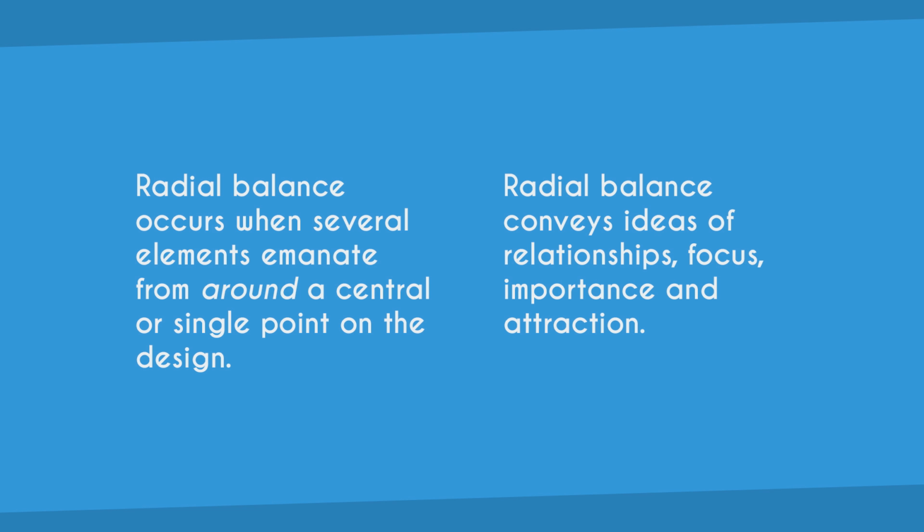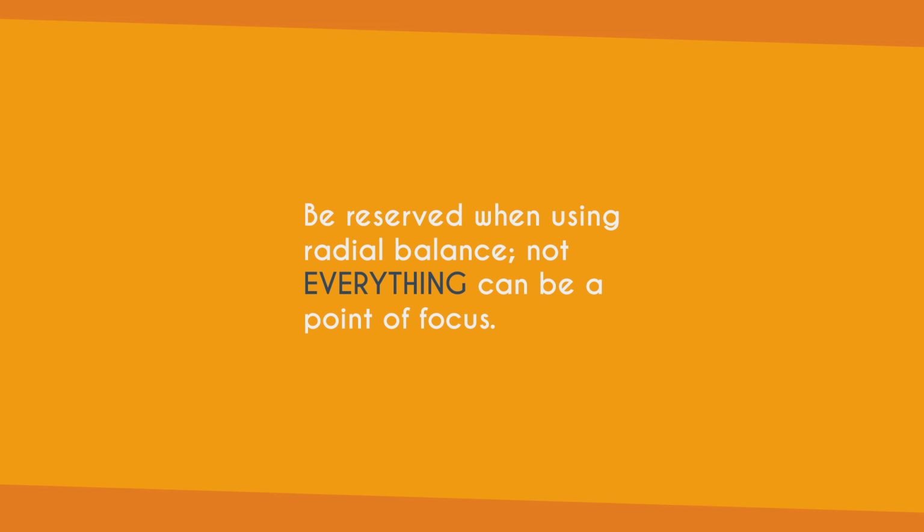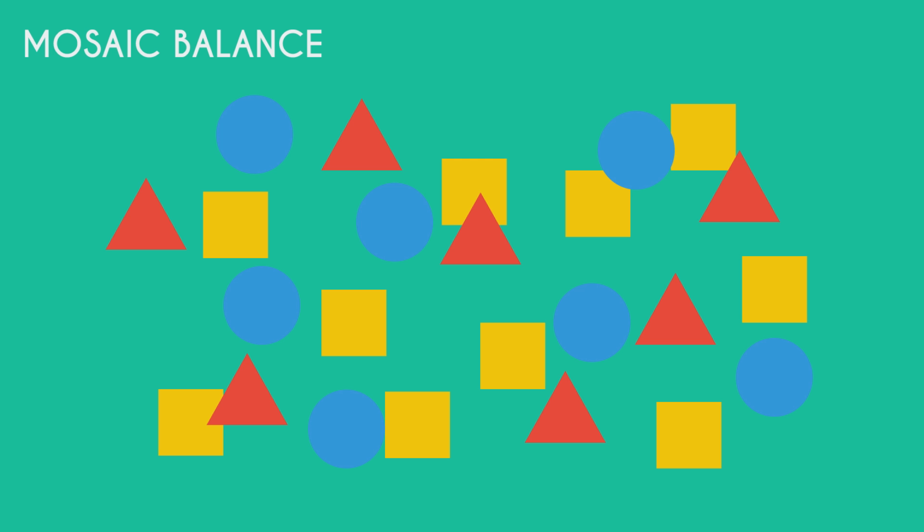It's really good at conveying ideas of relationships, and I don't mean romantic relationships by that. I mean visual relationships. The idea that two or more elements are linked to each other, they relate to each other. It's obviously great at conveying focus, importance, and attraction. But it is very, very important to remember that not everything can be a point of focus. So you should be reserved when using radial balance.